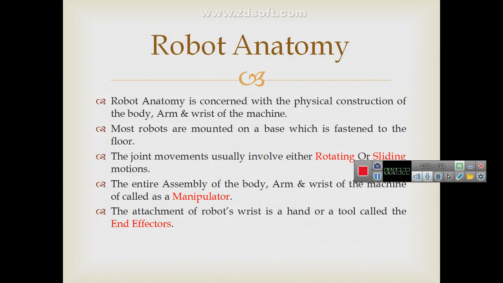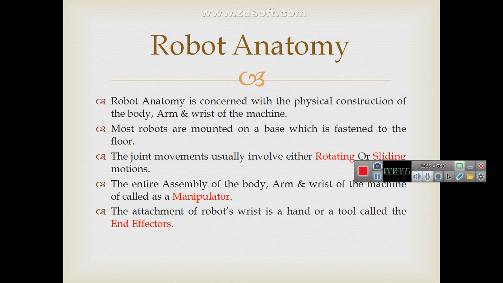Next one, robot anatomy. Robot anatomy is concerned with the physical construction of the body, arm and wrist of the machine. Okay, so these three are physically connected with the robot, which is called robot anatomy. It is mounted on a base, which is fastened to the floor. It usually involves either rotating or sliding motions. The entire assembly of body, arm and wrist of the machine is called a manipulator.